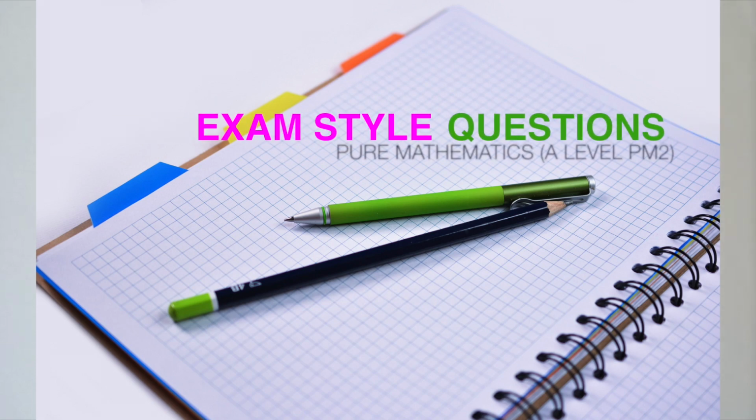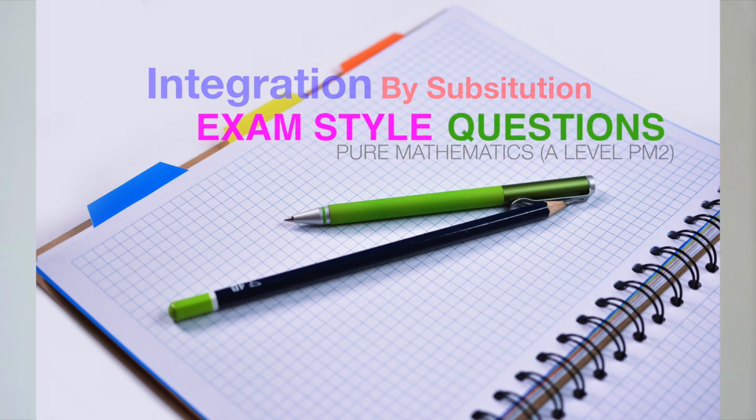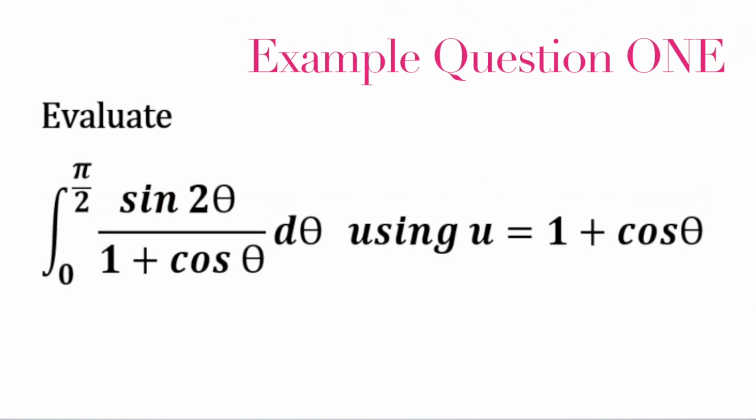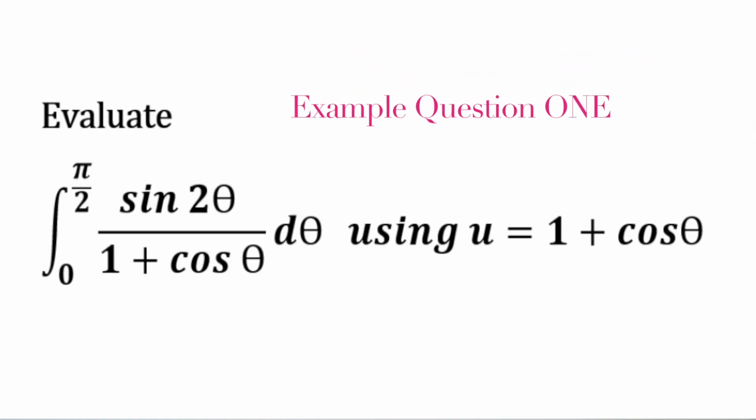Let's challenge you guys to more complex exam questions. Looking at example 1, we need to integrate sine 2 theta over 1 plus cos theta with respect to theta. We've been given a lower limit of 0 and an upper limit of pi over 2, and we've been given a substitution of u equals 1 plus cos theta. In fact, that's the best place to start.